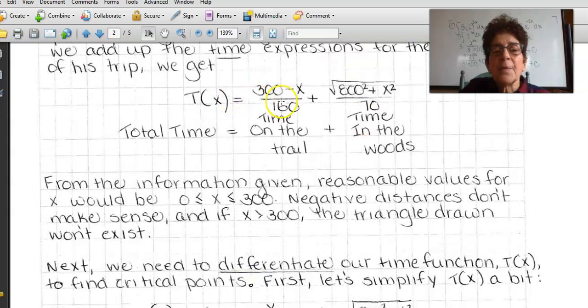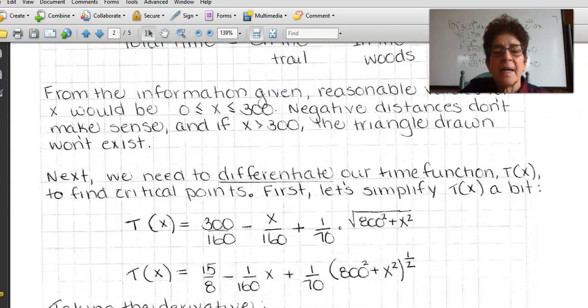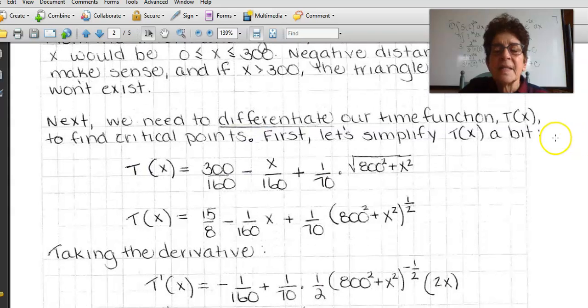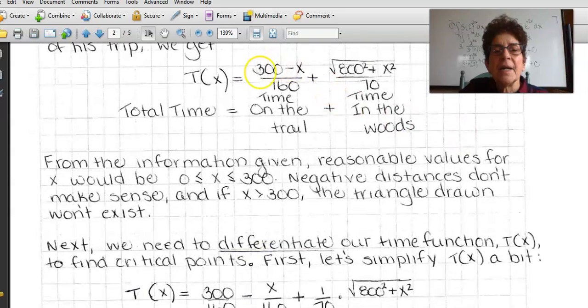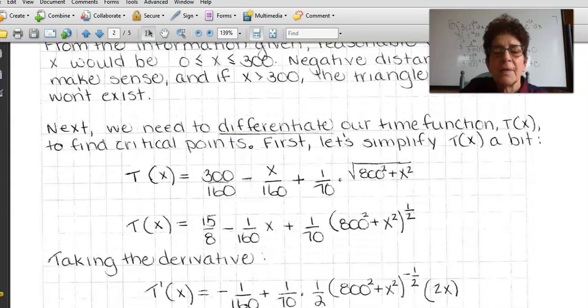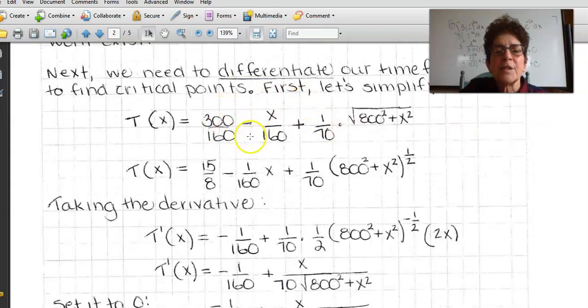So we have our big time function, t of x, and we need to differentiate that with respect to x to find critical points. But let's simplify it a little. If you take a look at the original function, I can write both of the terms in the numerator here, 300 and negative x over 160. And that should simplify things a little. I'm also going to pull out the denominators, and basically write this as 1/70th times this. That way I can pull it through the differentiation. So here's a little bit of algebra simplification.